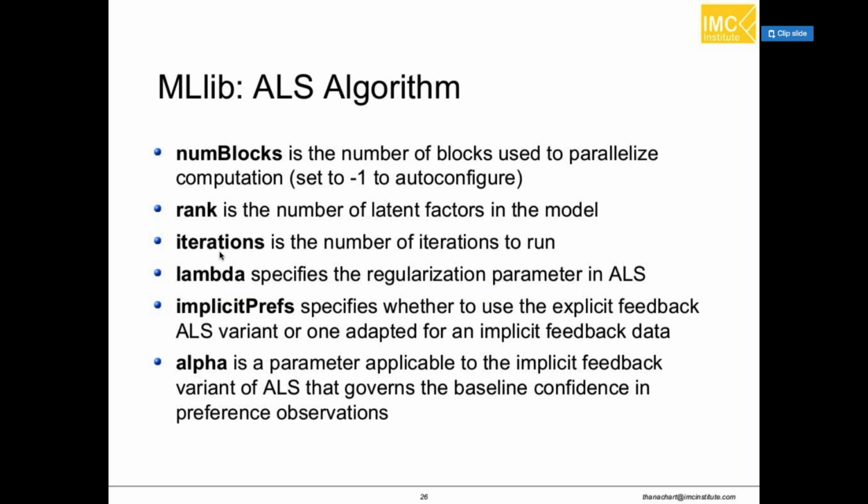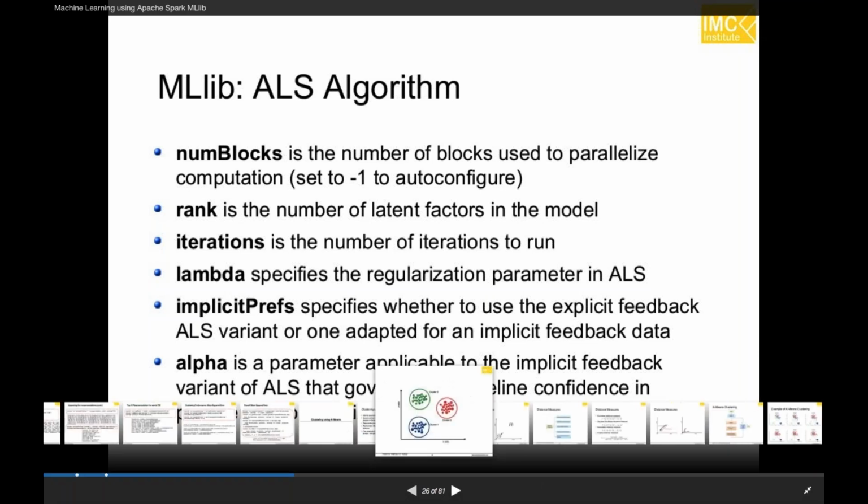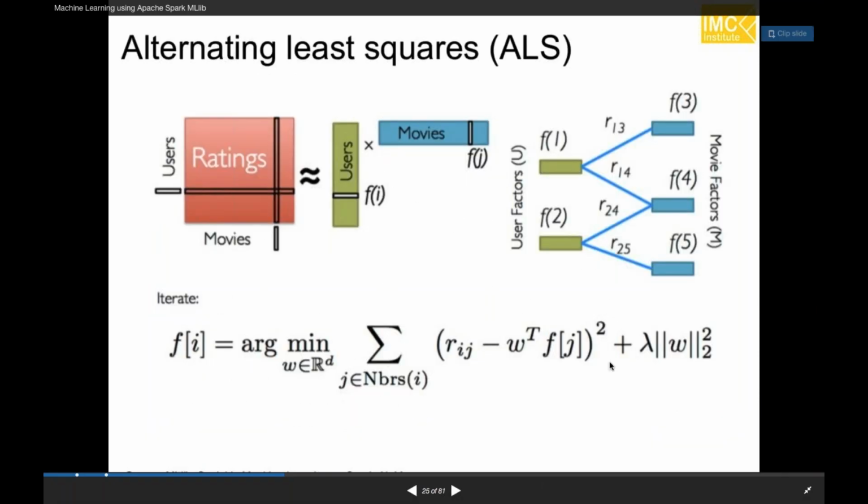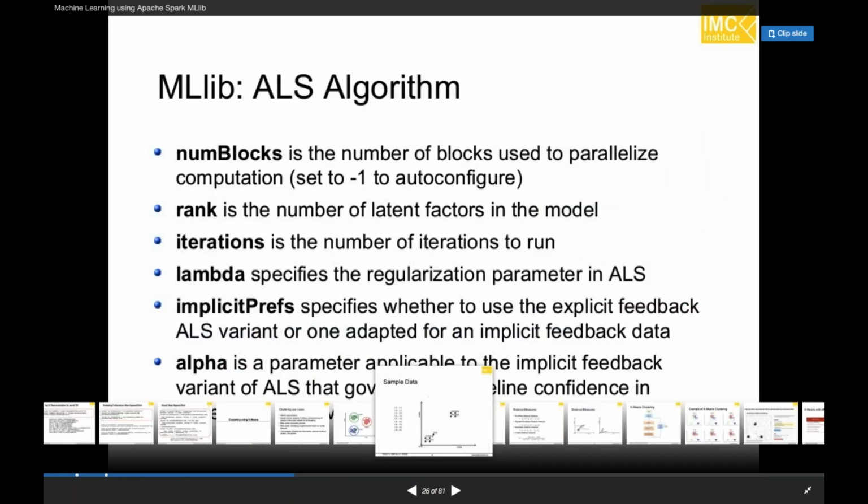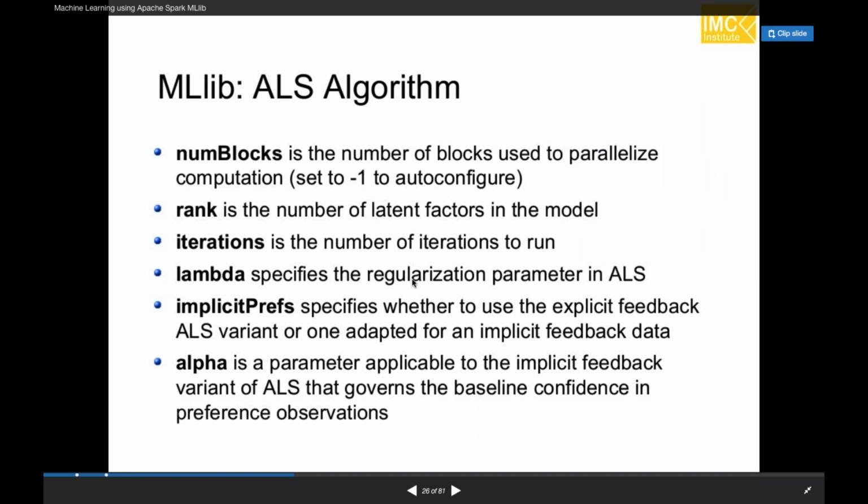Lambda specifies the regularization parameter. If you see the algorithm, this is the lambda, and we are giving the lambda value here. When we are calling ALS, we are passing the lambda value. It is nothing but an optimization parameter. So the regularization parameter is given when calling the ALS function.